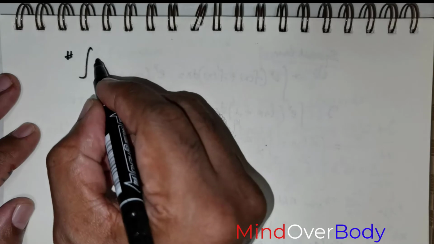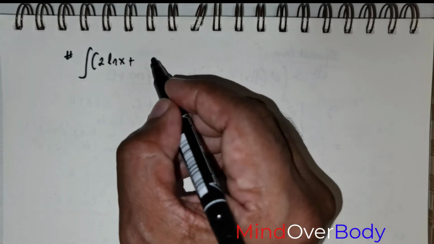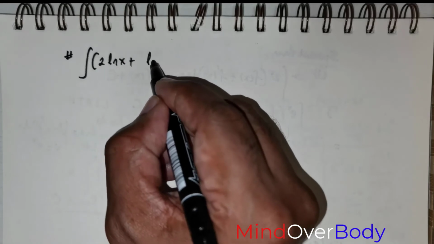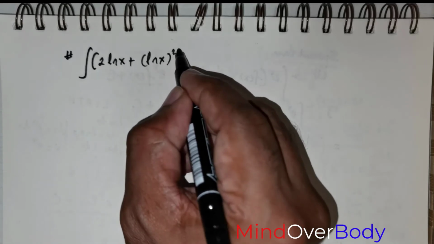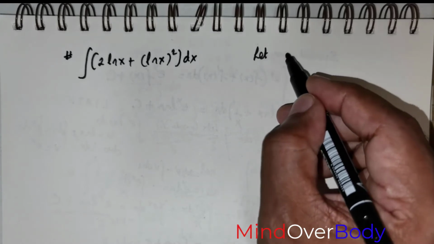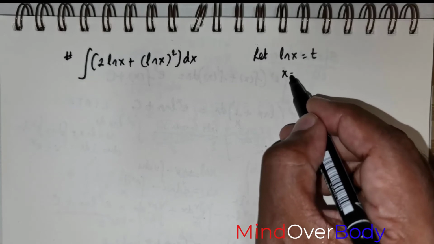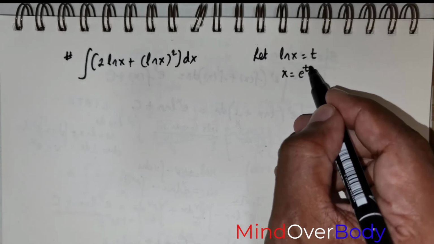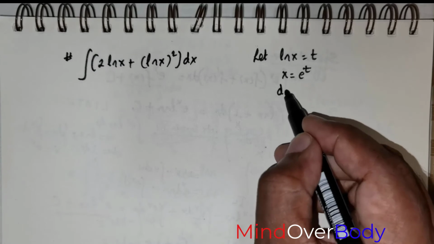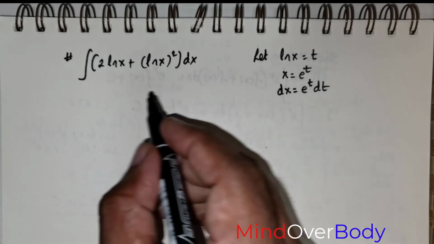We are given the integral of 2 times ln x plus ln x raised to the power of 2 times dx. So to do this question, what I wish to do is take ln x to be equal to t. From here I can write x to be equal to e raised to the power of t. Differentiating x, I would get dx is equal to e raised to the power of t times dt.